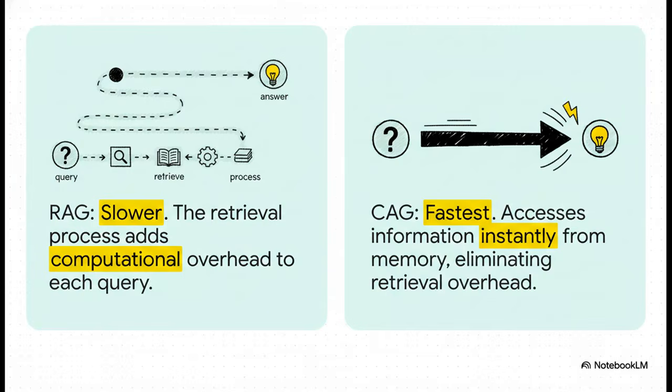Let's really drill down on that speed trade-off because it's a huge factor. RAG's biggest weakness is latency. That whole process of searching, retrieving, and then processing adds precious milliseconds, or even seconds, to every single query. CAG, on the other hand, just skips all of that. The info's already in memory, access is practically instant. For raw speed, it's the undisputed champion.